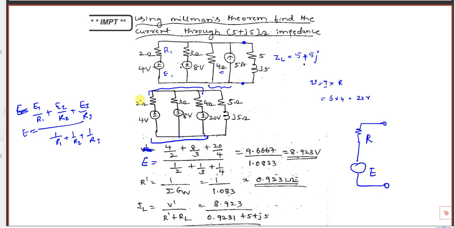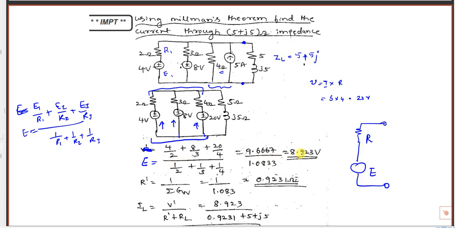So it is 4 by 2 plus 8 by 3 plus 20 by 4. If I convert this voltage source to a current source, the current will go upwards. Already we converted a current source into a voltage source, and here also you can convert to a current source. 8 by 3 is the current, going upwards, with the same 3 ohm connected in parallel. This 4 by 2 is the current going upwards, with the same 2 ohm connected in parallel. So it is a net voltage.